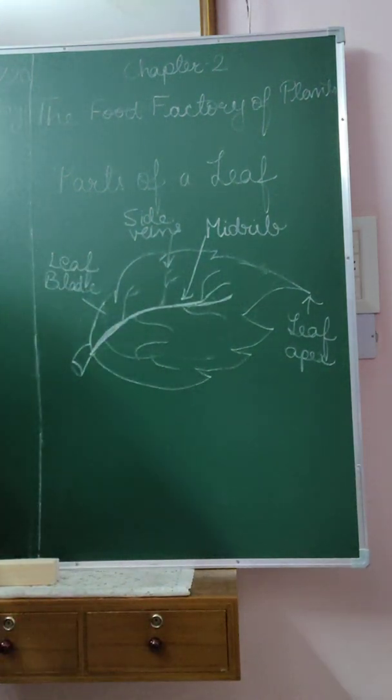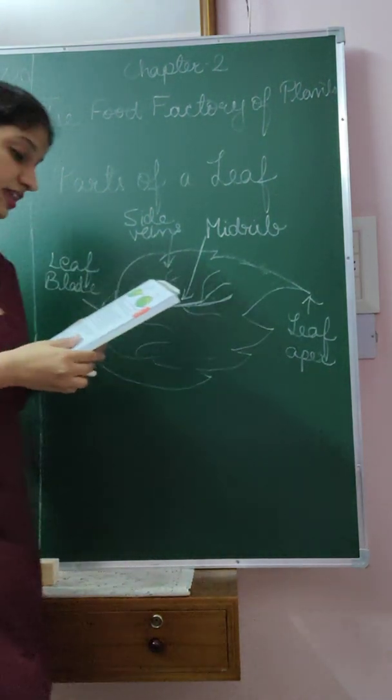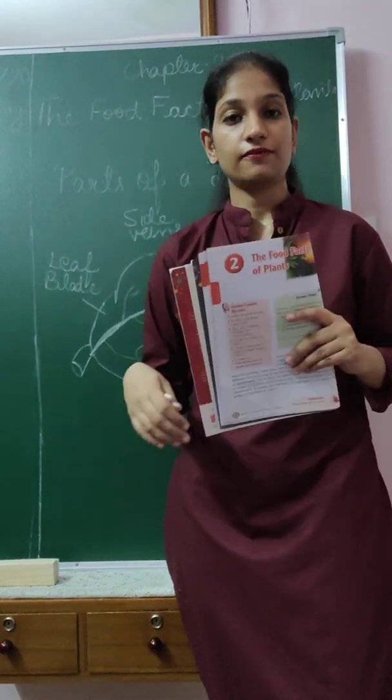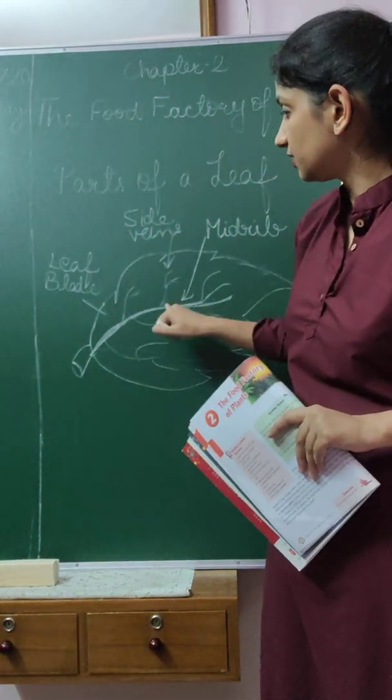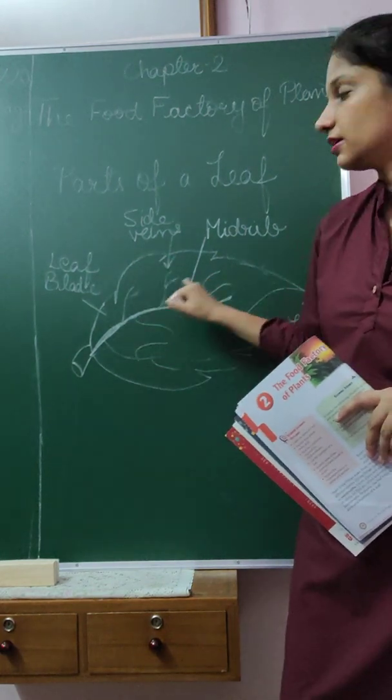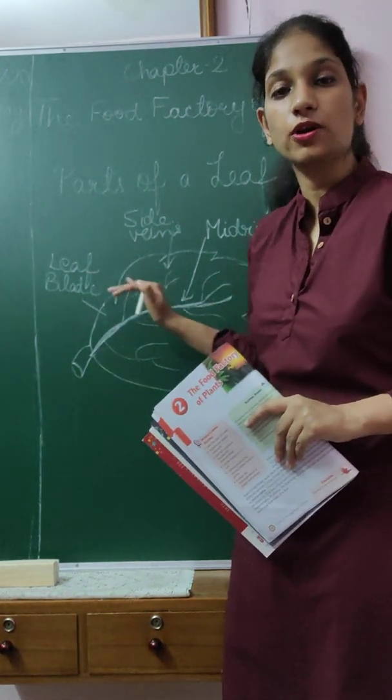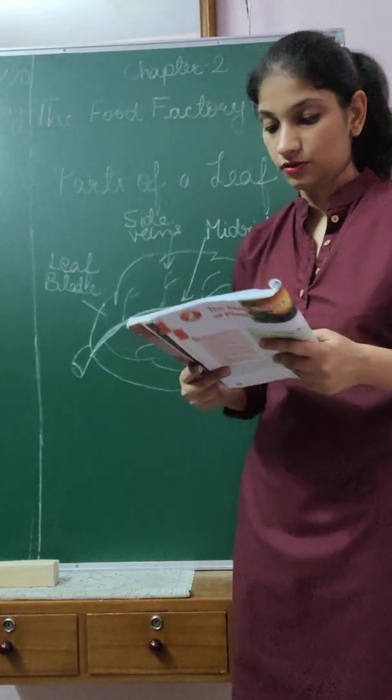So the next is, these veins help in transporting water. Now, in our body also there are veins that help in transporting water. Similarly, here also in the leaf, these small veins help in transporting water to the leaf. Okay?